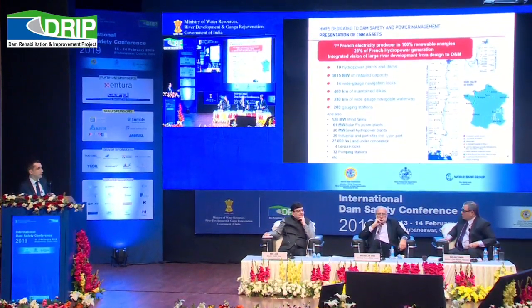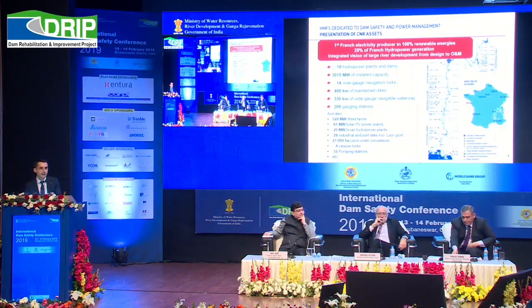And along the Rhone River, we have 19 cascades, 19 hydropower stations with total installed capacity of 3,000 megawatts. We also have 400 kilometers of dikes. We operate 14 wide gauge locks for navigation.